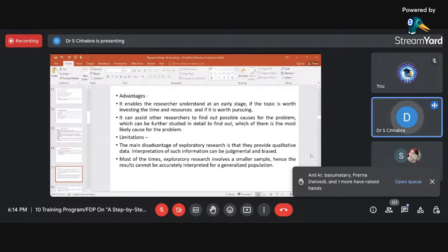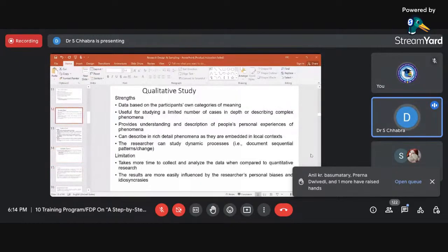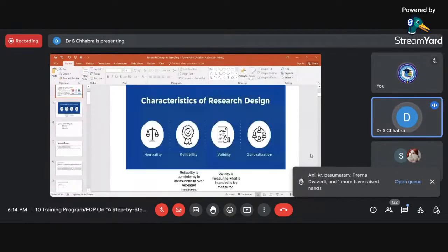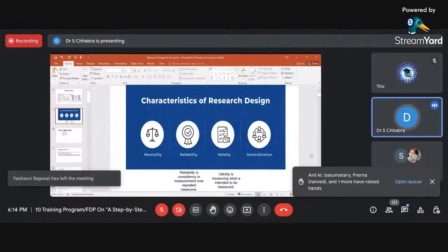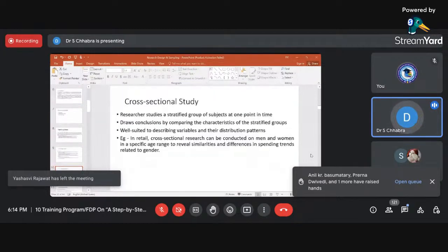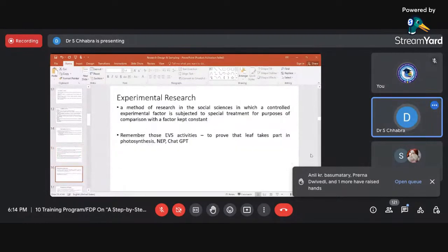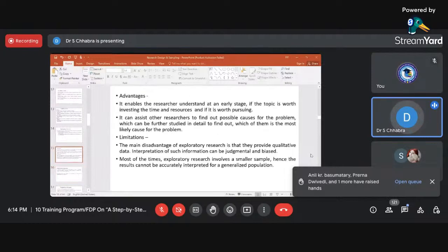But the only thing is that, as I told you, you should be unbiased. So remember those criteria. Okay, let me quickly take you to what we started with. Please remember these criteria: neutrality, reliability, validity, generalization. Because in each of these designs, I would give you an example of how you can be talking about a different thing. At times you can be judgmental or you can be biased.